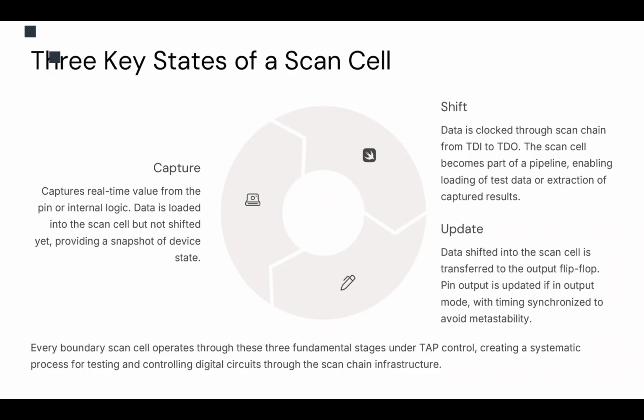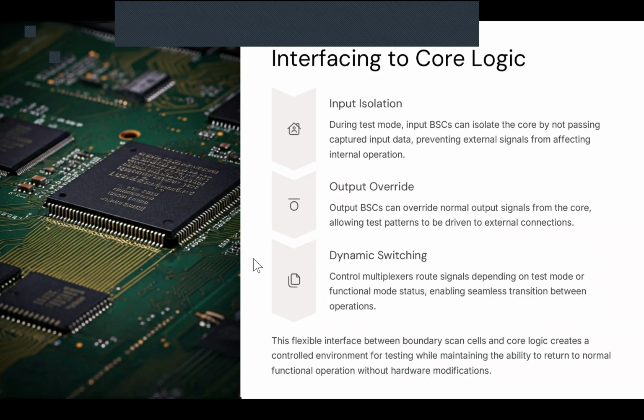We have the update state, in which the last bit shifted into each scan cell is transferred from the shift register into the output latch. This mechanism allows the device to apply test vectors to its external input output in a synchronized and deterministic manner.